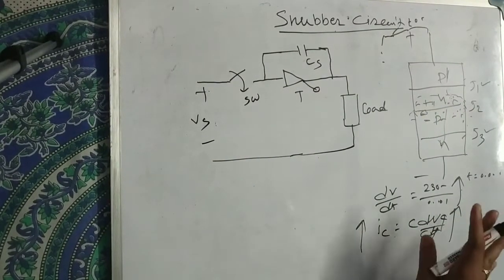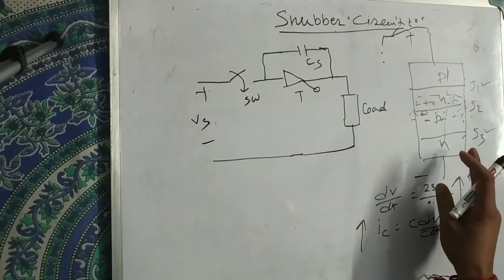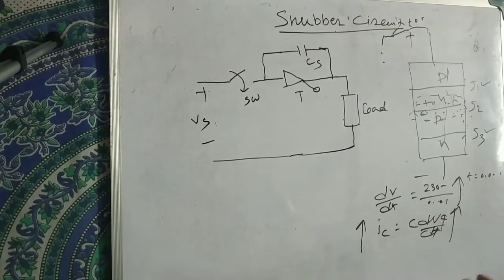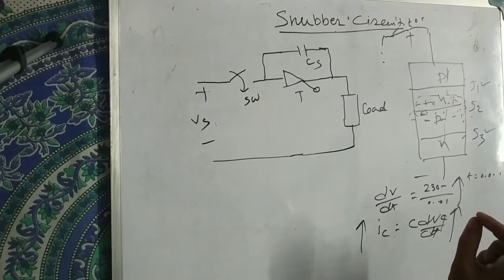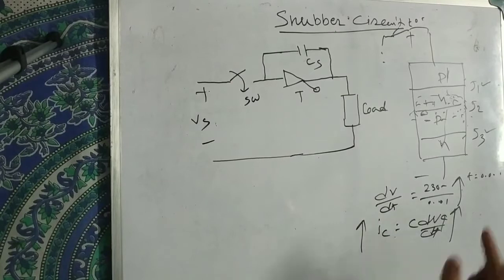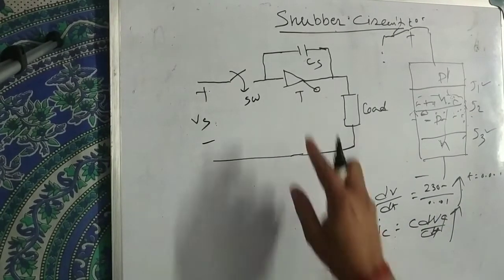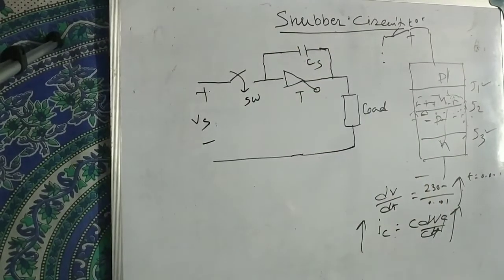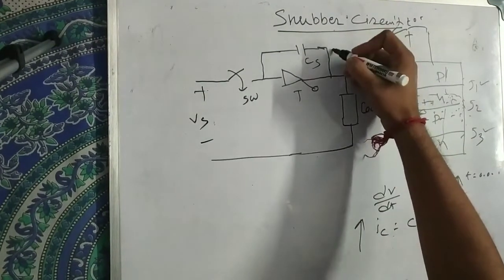Okay, so we don't want to turn on this SCR by applying high dv/dt. We have a special privilege: when we apply a gate pulse, then only the SCR will turn on. This is our motto, but here the scenario is different. So we have a special arrangement for the SCR circuit. A capacitor is connected in parallel with the SCR. So what is the role of this capacitor?